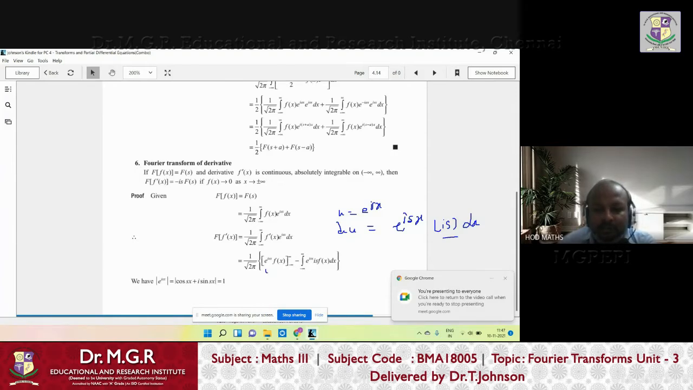So this is u, and this is v. V is f of x, minus integral v du. V is f of x, and du is e power isx, is and dx.